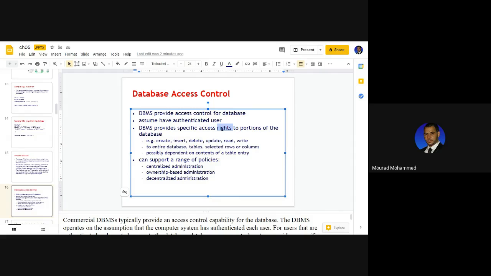And the third one is decentralized administration, which is functions to be done on top of the database. There are many functions, and since they are many, they are going to be segregated across the users. Every user will take and be responsible for a specific task. Thus decentralized.